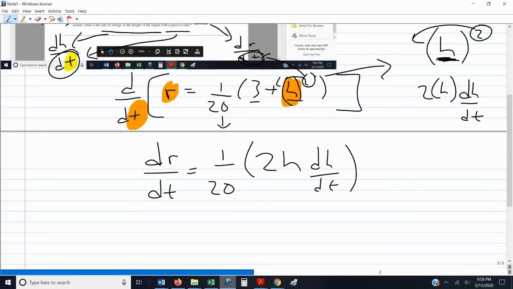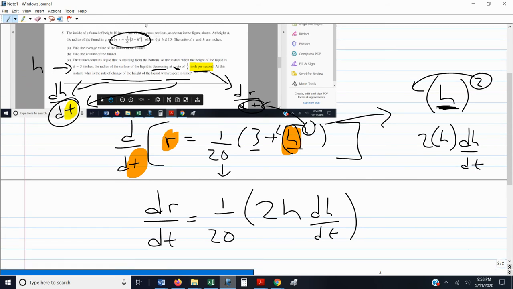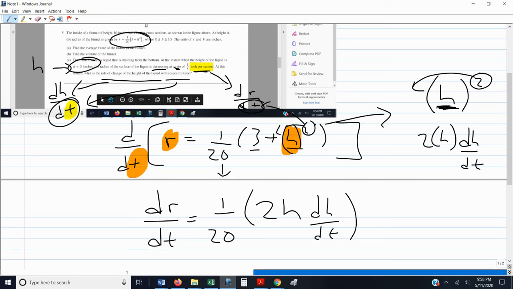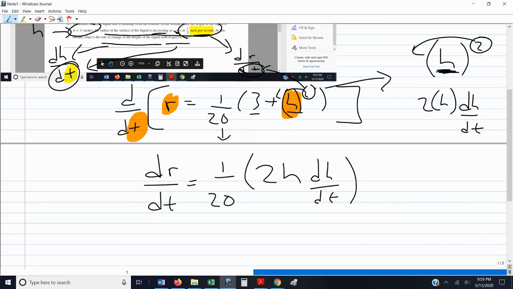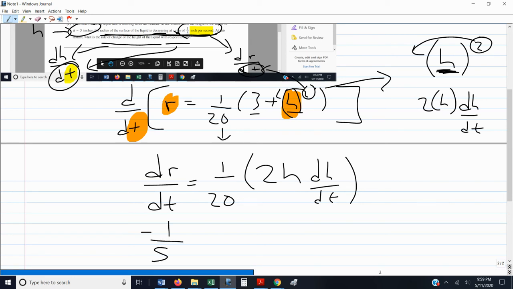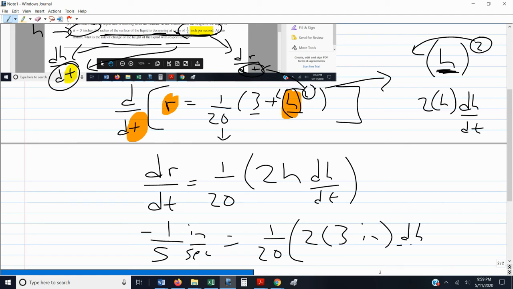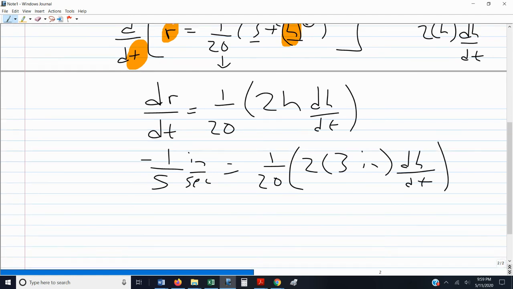Then at that point, you're just plugging in, and we already labeled everything. So we know that our height was 3 inches. We know that the radius was changing by decreasing by 1/5 inch per second. So that's your dr/dt. And then dH/dt is what they're asking you for. So dr/dt is how the radius is changing. It's decreasing, so it's negative 1/5 inch per second. I don't know if you want to use the units in here or not. I'm going to leave that up to you. 1/20, 2, the height is 3 inches, and then dH/dt is what you are solving for.